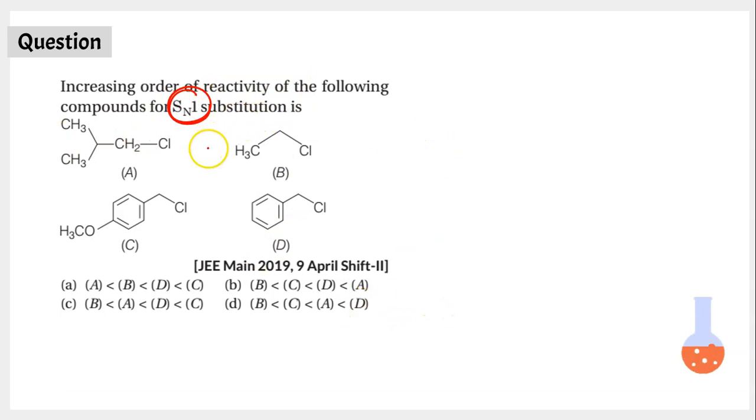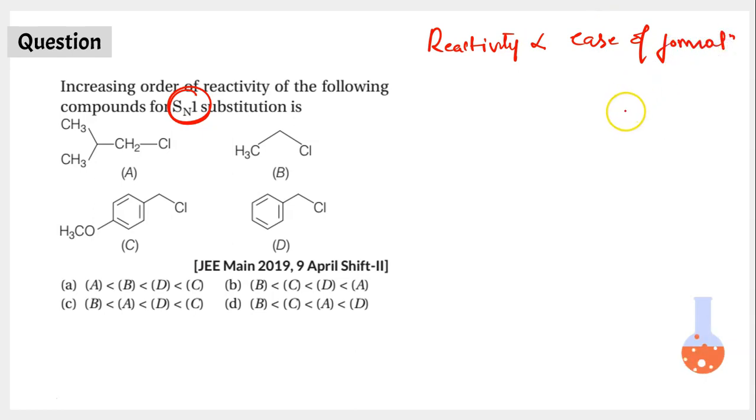So SN1 is nothing but nucleophilic substitution, but this is a unimolecular reaction, and this happens in 2 steps, out of which the first and rate determining step is formation of carbocation. So the reactivity towards SN1 reaction or SN1 mechanism is directly proportional to the ease of formation of carbocation. If the carbocation can be formed easily, then that molecule would love to involve in SN1 mechanism.